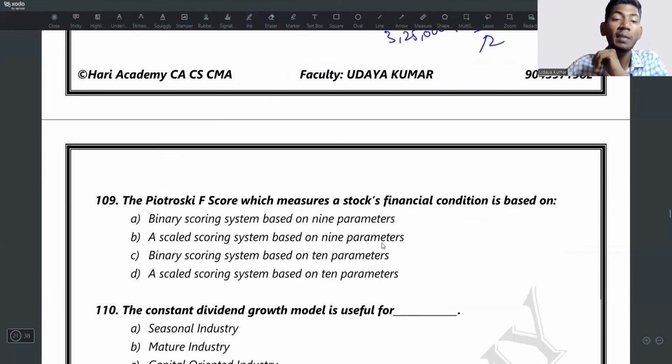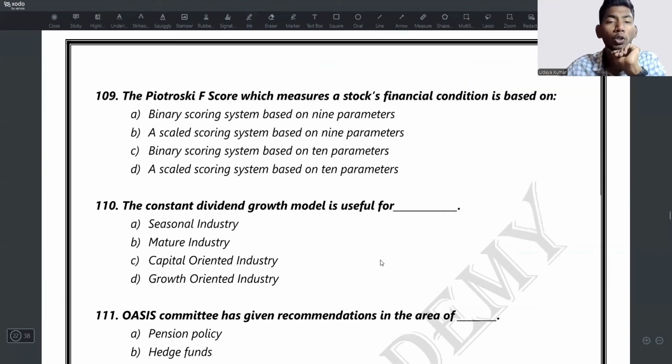Question number 109. The Petrosky F score, which measures a stock's financial condition, is based on. It's a theory question, right? What is the answer? Option A, binary scoring system based on 9 parameters, because the Petrosky F score uses a binary scoring system across the 9 financial parameters to assess a company's financial strength.